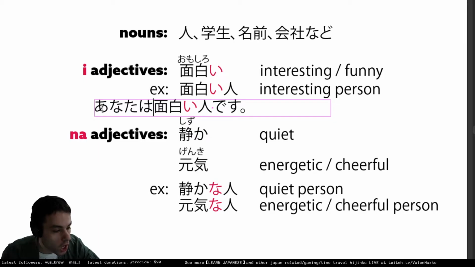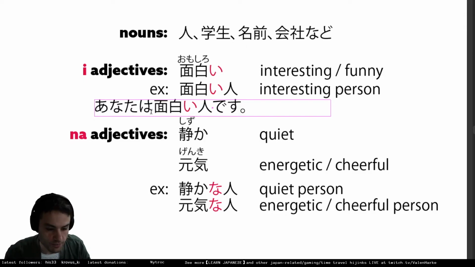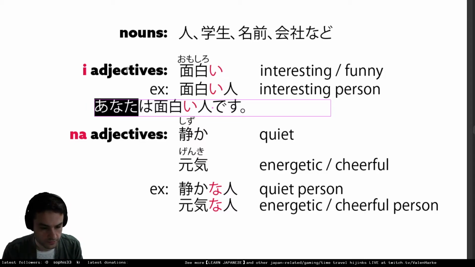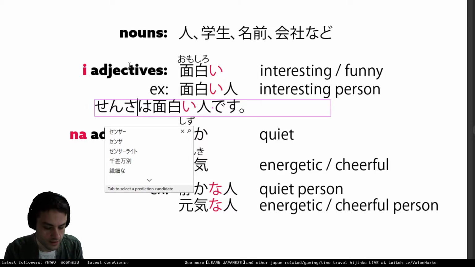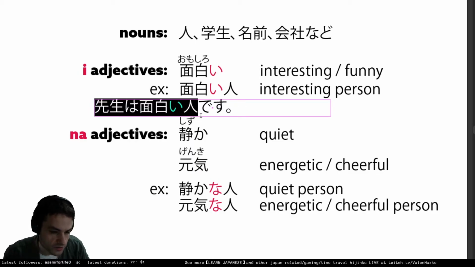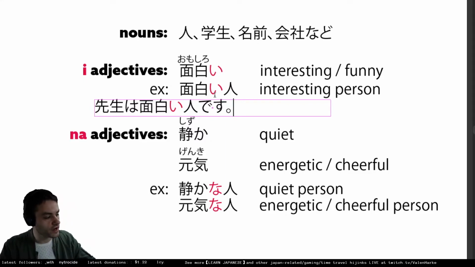Yes, so literally translated, you are interesting person, but you are an interesting person is how I would translate it correctly, right? You just don't need the an in Japanese. So that's it. Boom, you done it. Could you replace this with something else? Could you say, what's this? Do you remember this word? Sensei. Sensei wa omoshiroi hito desu. Teacher is interesting person. Probably correctly translated, it would be like the teacher is an interesting person, right?